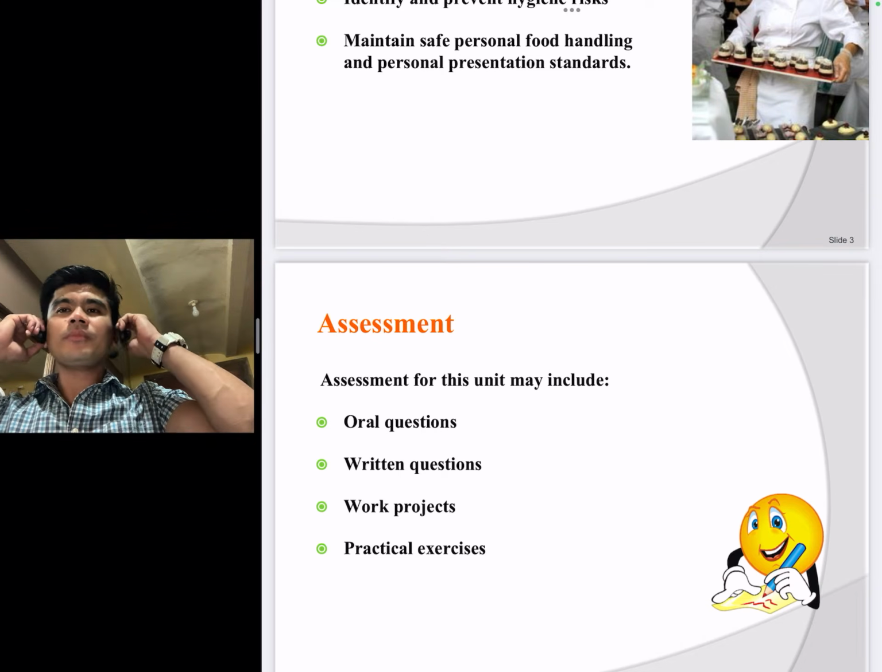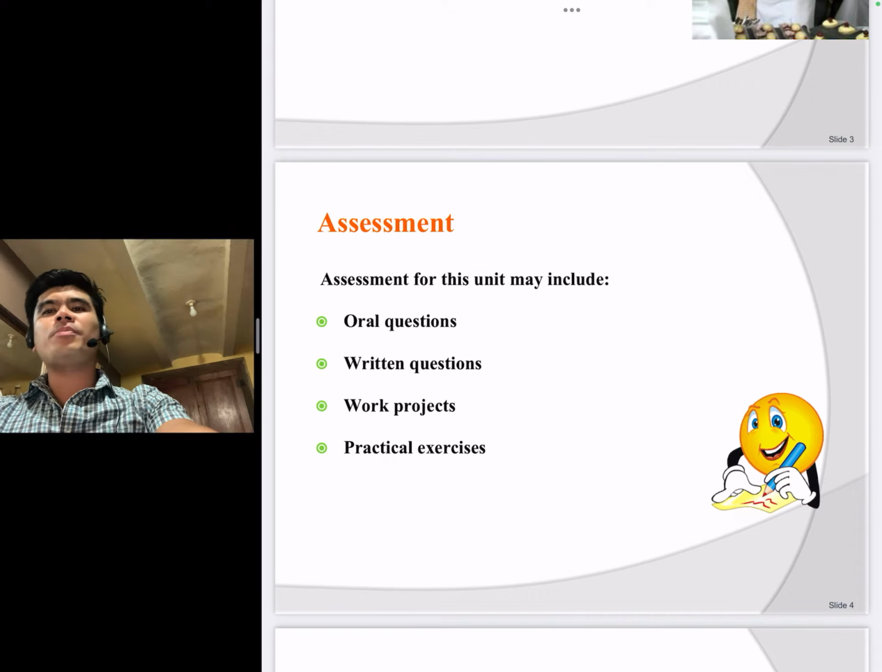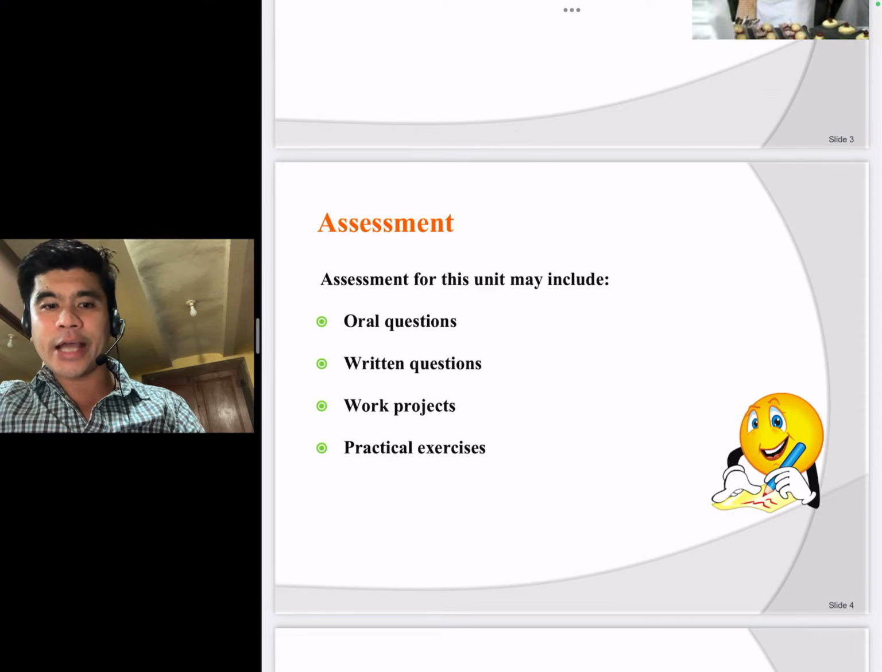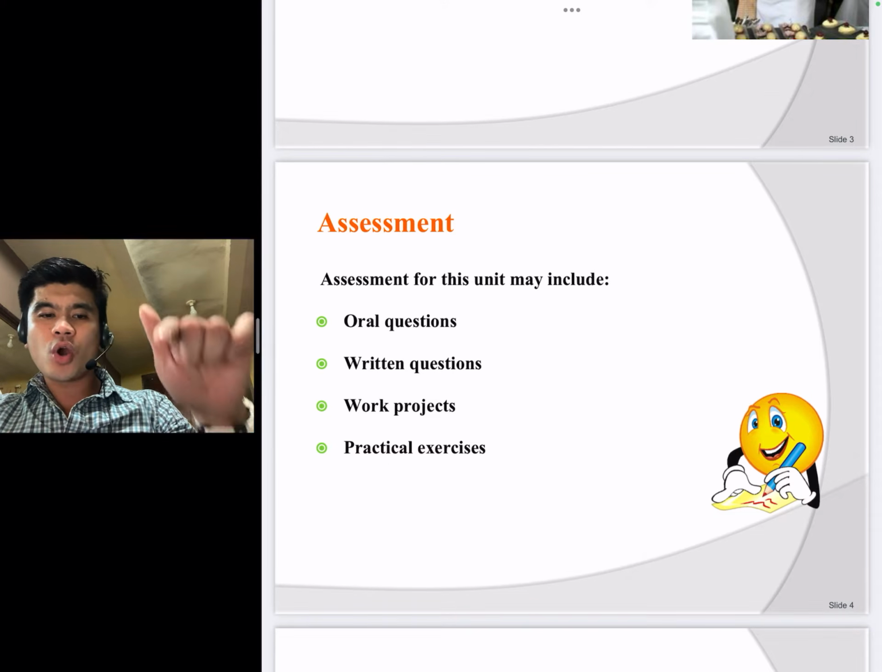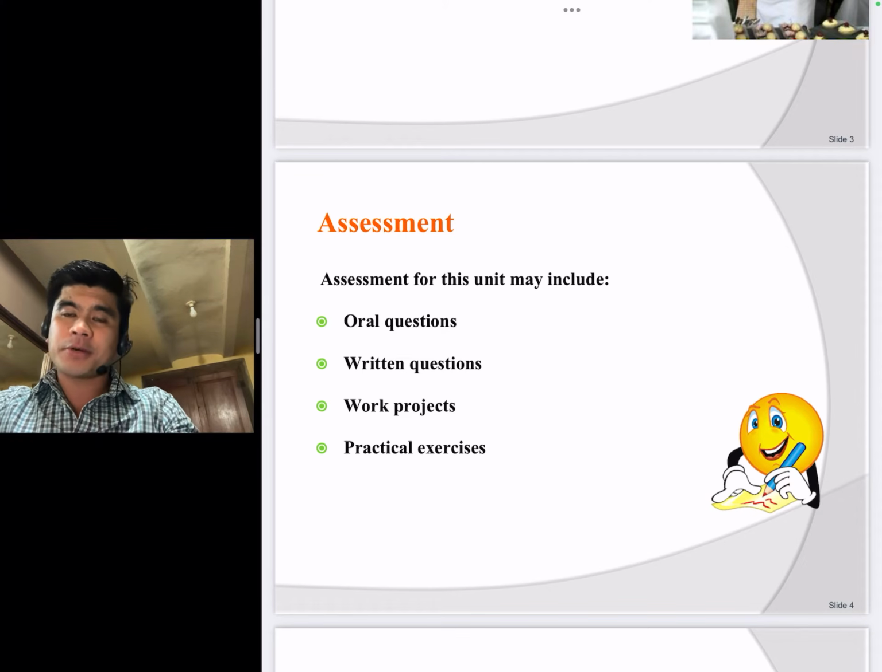Okay, so the assessment later on could be in the form of oral questions and written questions, which I already have given you, work projects, and practical exercises. We are looking at the practical exercises because I have one of you to be handled on campus. So let's see how it goes.